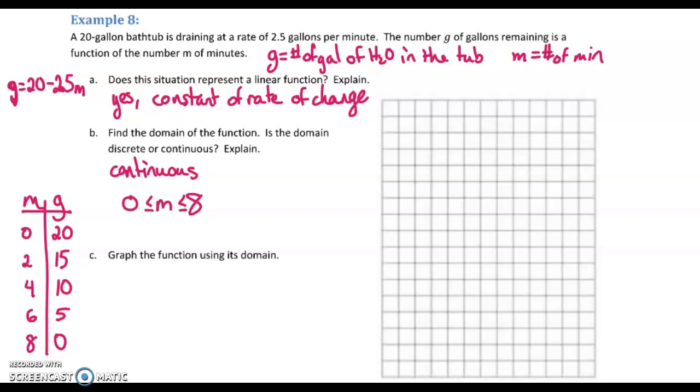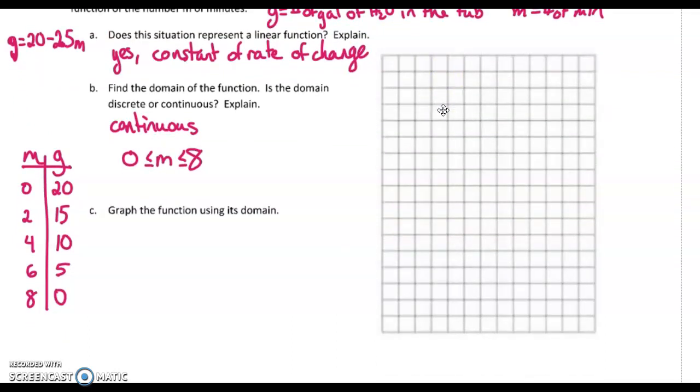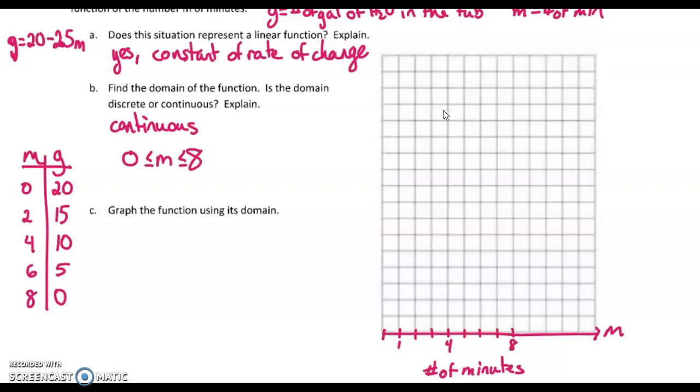So now it wants us to graph the function using its domain. That means you can't draw the line past 8 because by that point the bathtub's empty. So our x-axis this time is M for minutes. And remember, it is only from 0 to 8. So we're going to label it number of minutes. So we'll call this 0, 1, 2, 3, 4, 5, 6, 7, 8. And personally, I don't label them all. I just do every once in a while so I can tell where I'm at pretty easily.